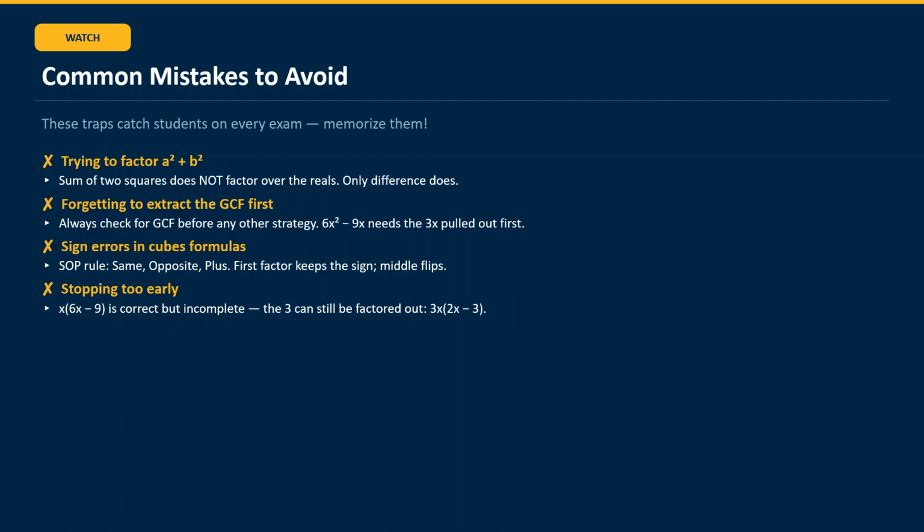Mistake 4. Stopping too early. Always check whether your factors can themselves be factored further. X to the 4th minus 1 factors into x squared plus 1 times x squared minus 1, and that second factor breaks down again into x plus 1 times x minus 1.